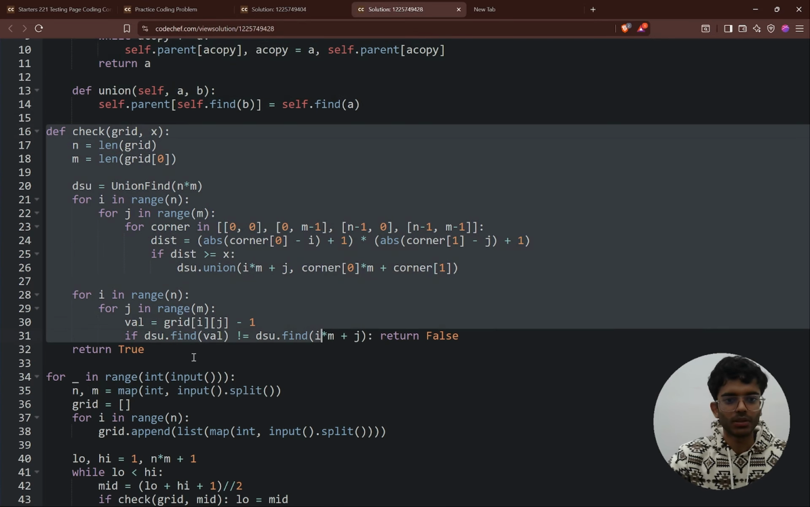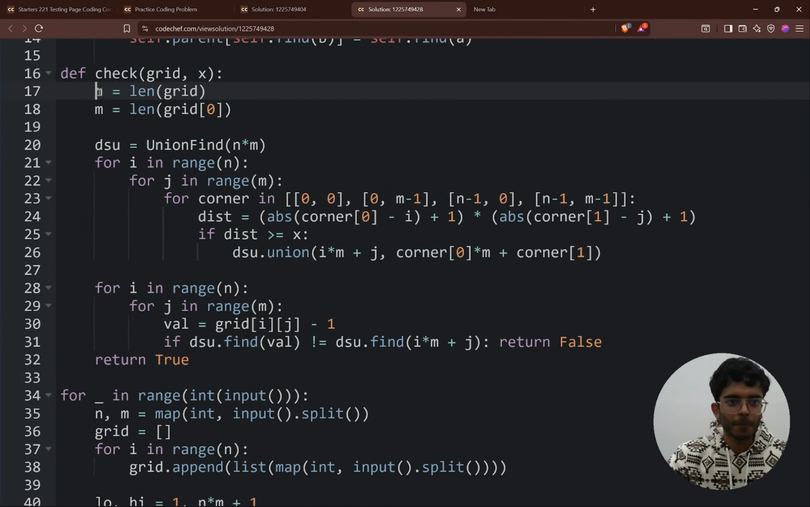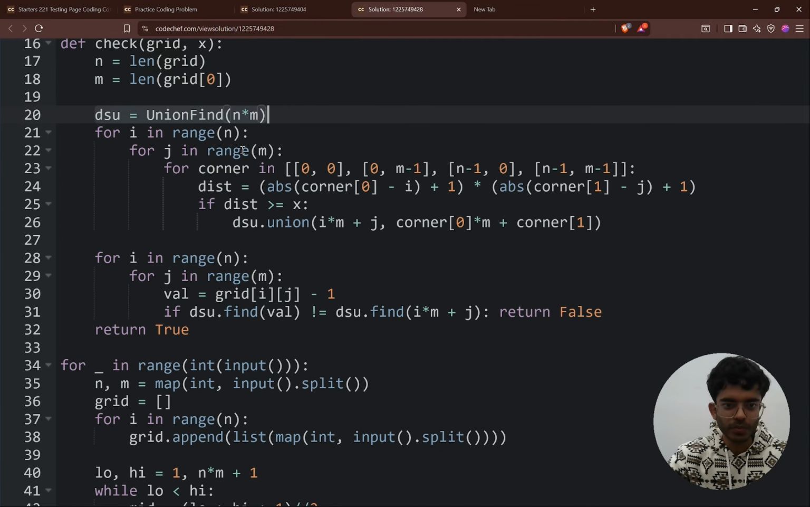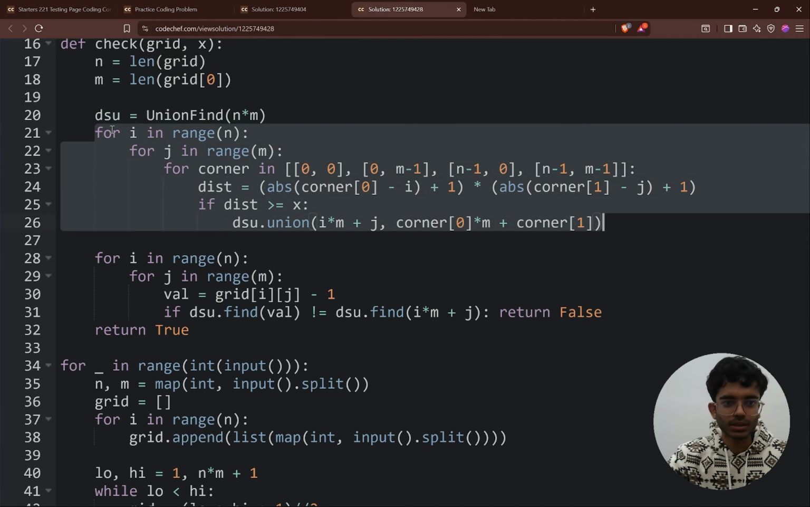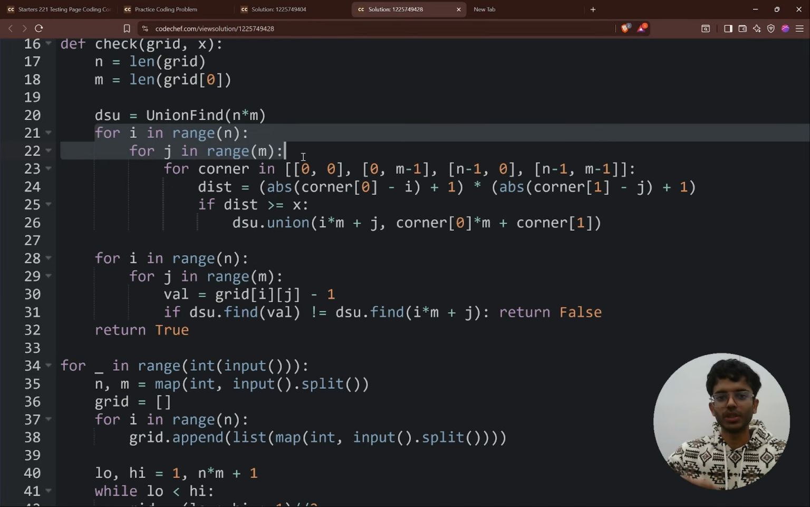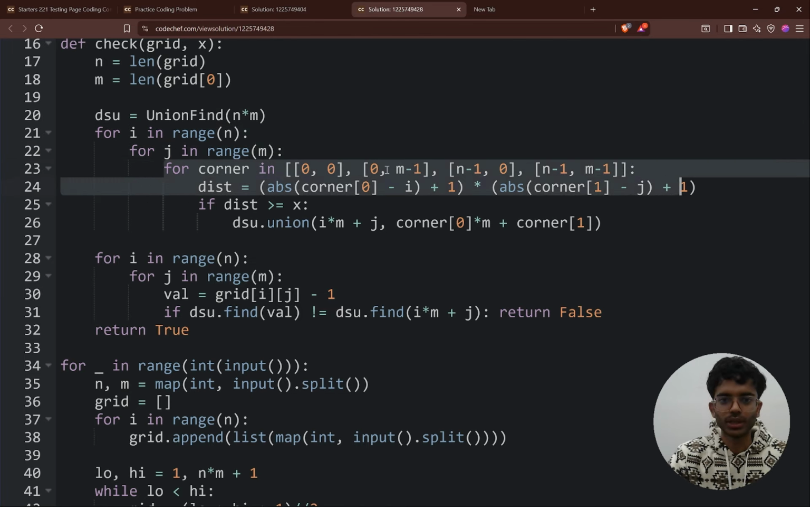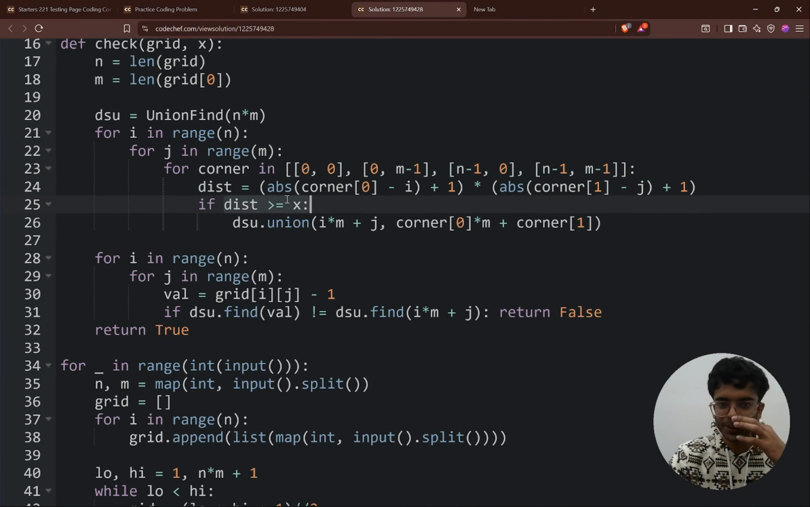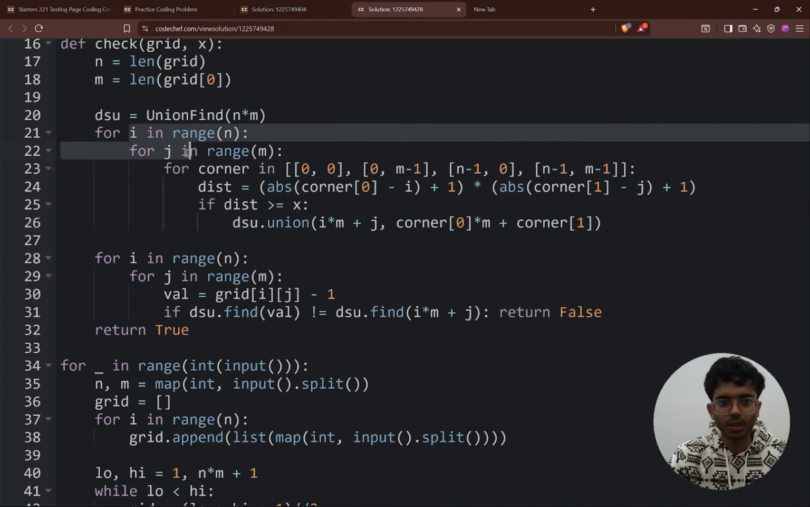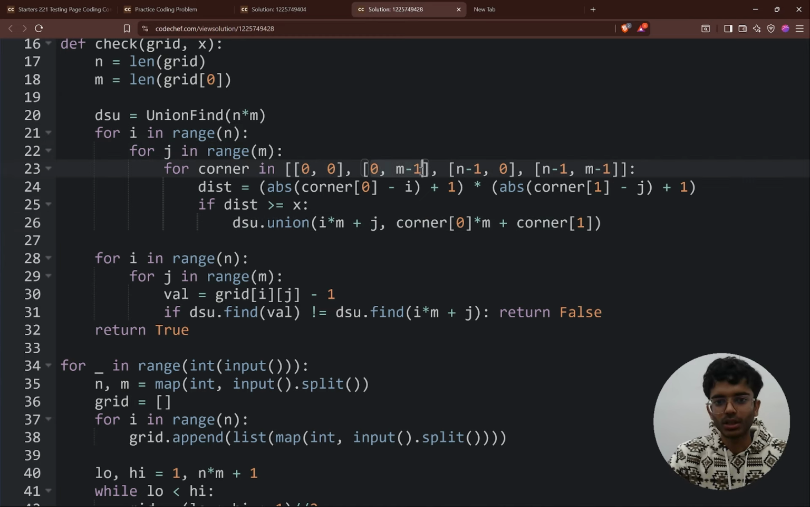Now let's see the check function, which is the most important. We'll define our n and m. We'll define a DSU. So over here, we are just running over each of the nodes, and we're trying to connect each of these nodes to the four corners. So these are the four corners in the zero-based indexing. Now we're calculating the distance of the node i j with the corner, and if that distance is greater than or equal to x, we'll simply connect these two nodes. Which two nodes? i comma j, and whatever value is there in the corner.